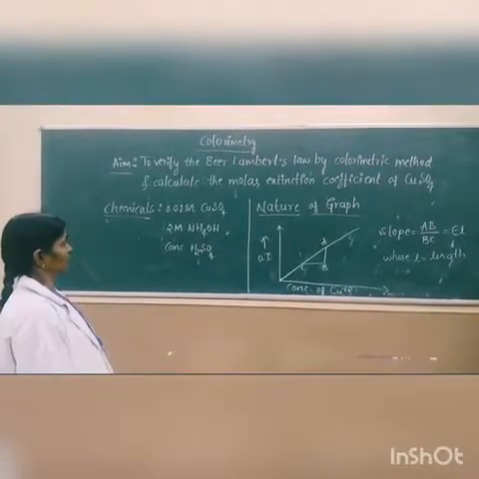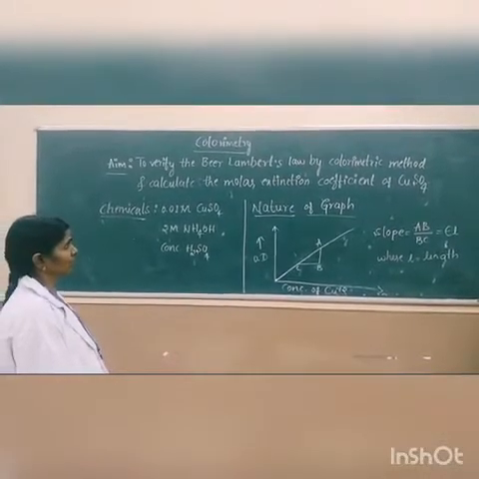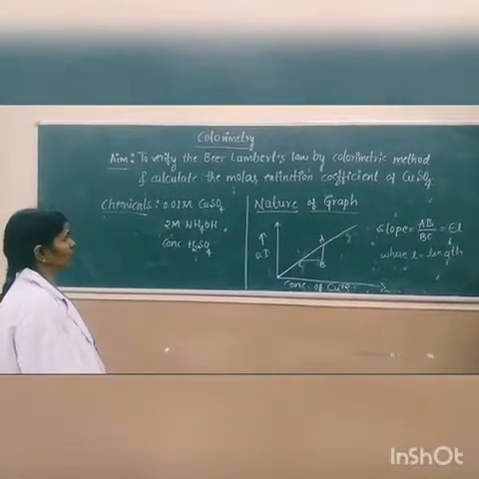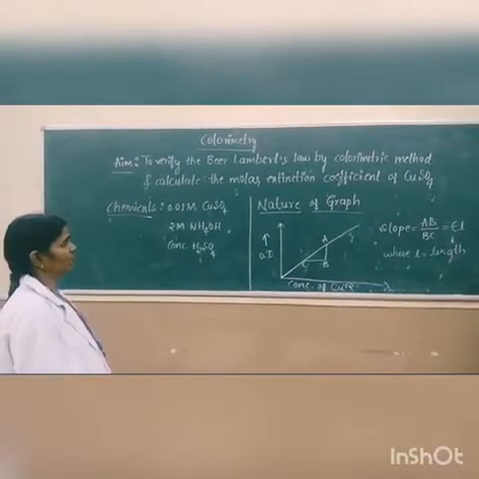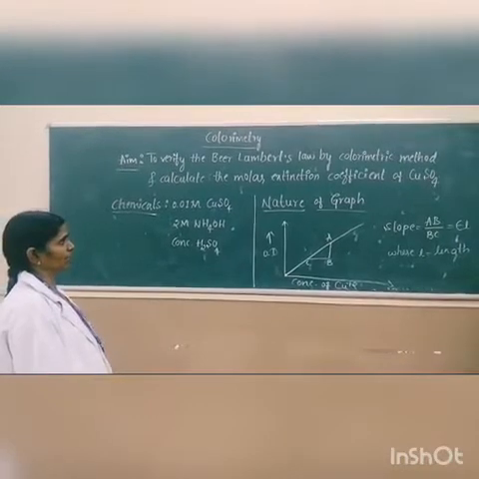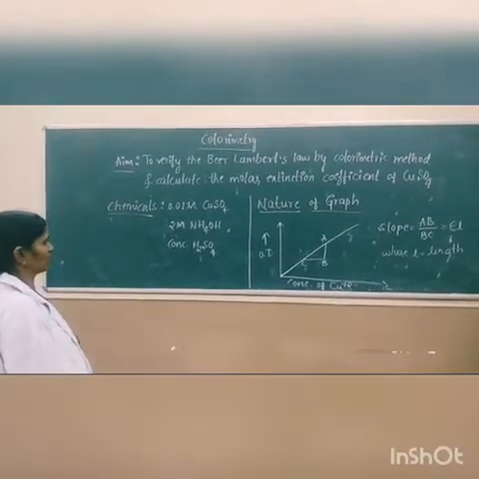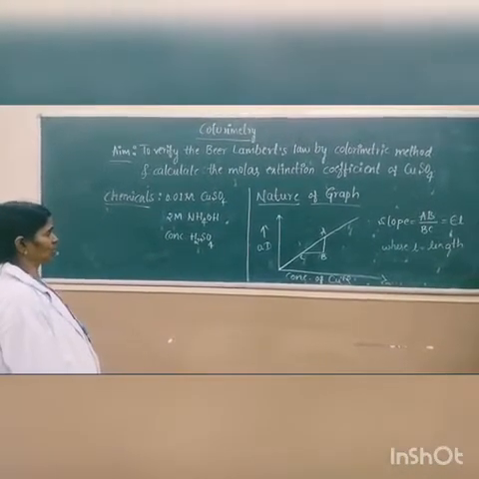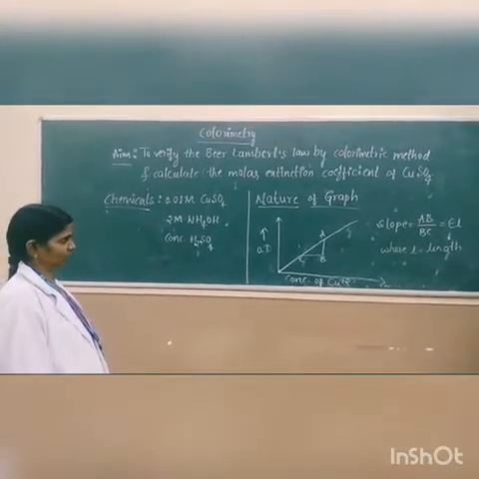Dear students, today we are going to demonstrate the physical experiments. One of the physical experiments is calorimetry. The title of the calorimetry experiment is to verify the Beer-Lambert's law by the calorimetric method and calculate the molar extinction coefficient of copper sulfate solution. In this experiment, the required chemicals are 0.01 molar copper sulfate, 2 molar ammonium hydroxide, and concentrated sulfuric acid.